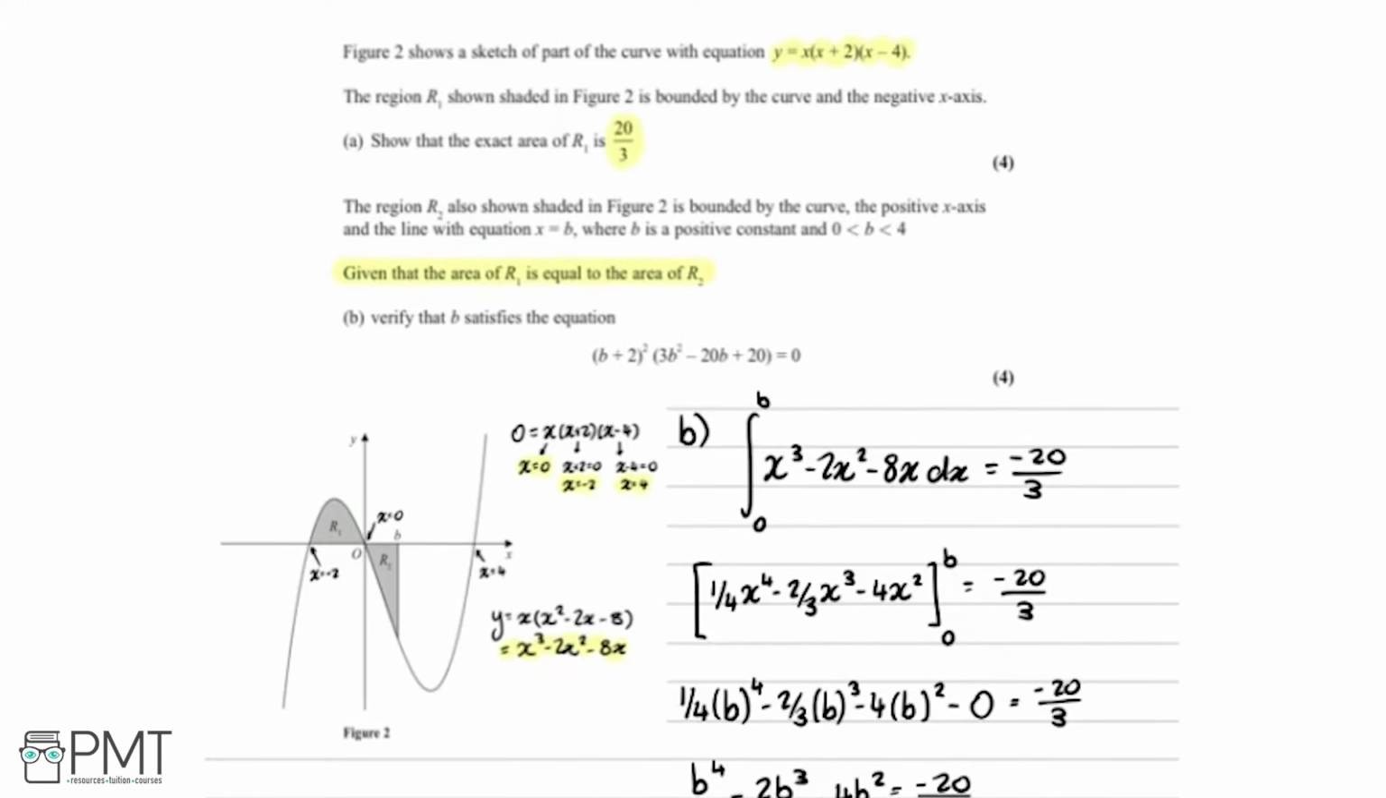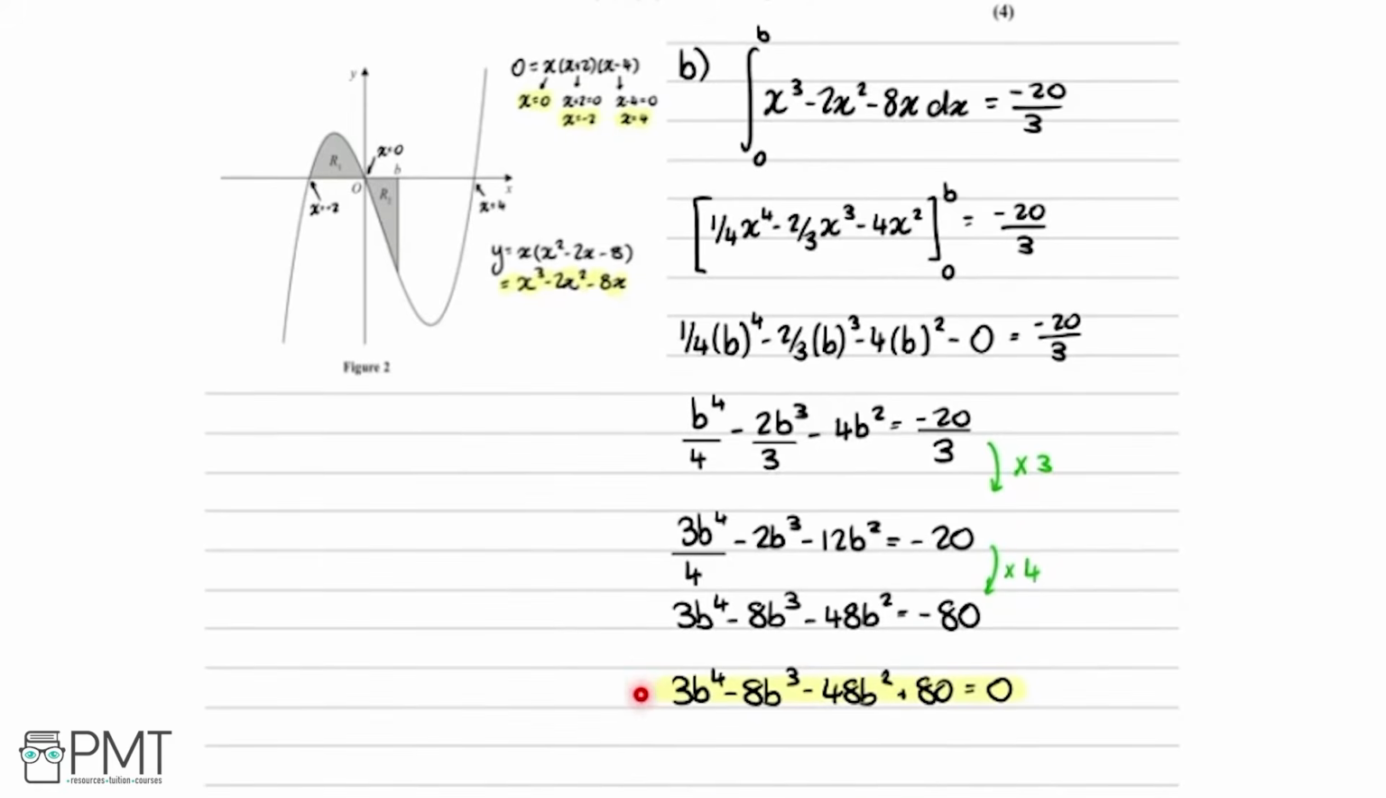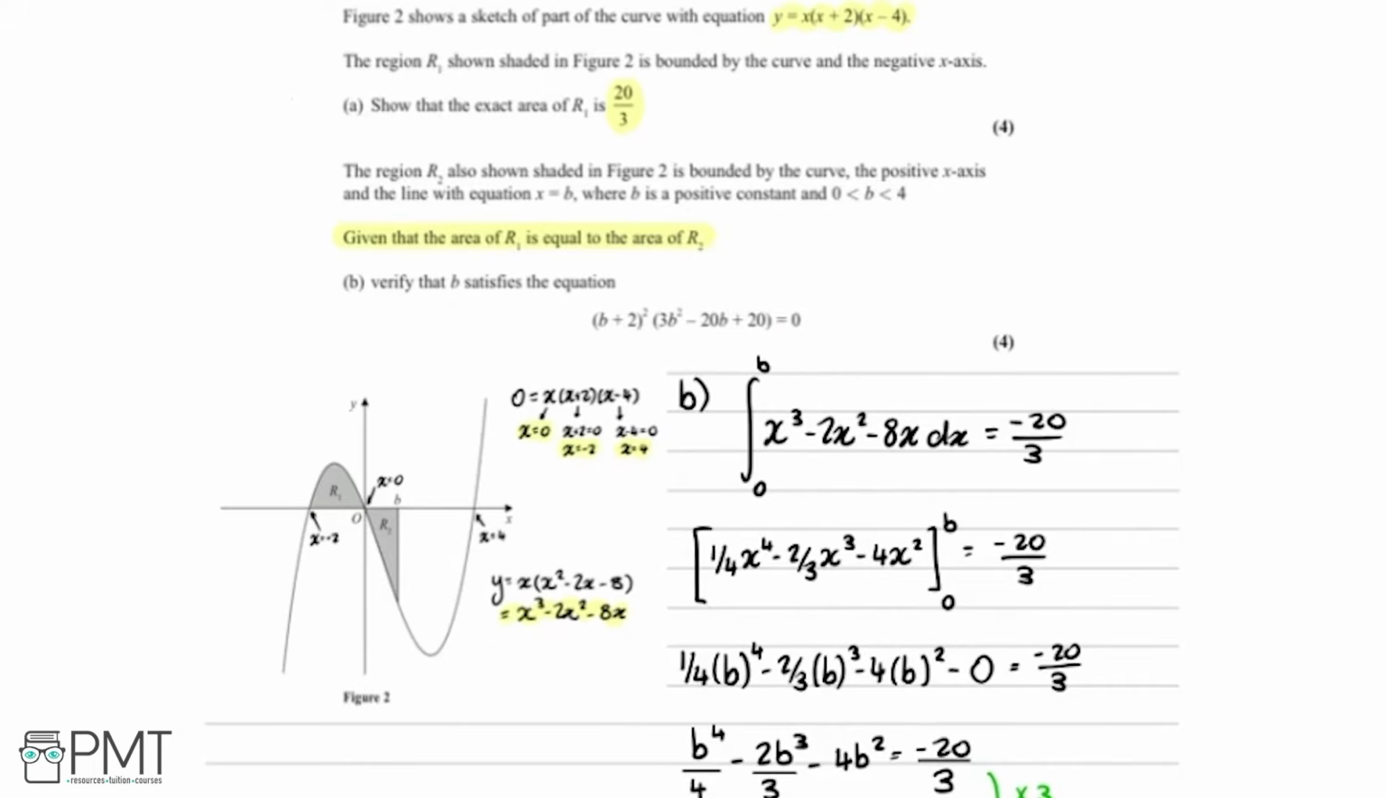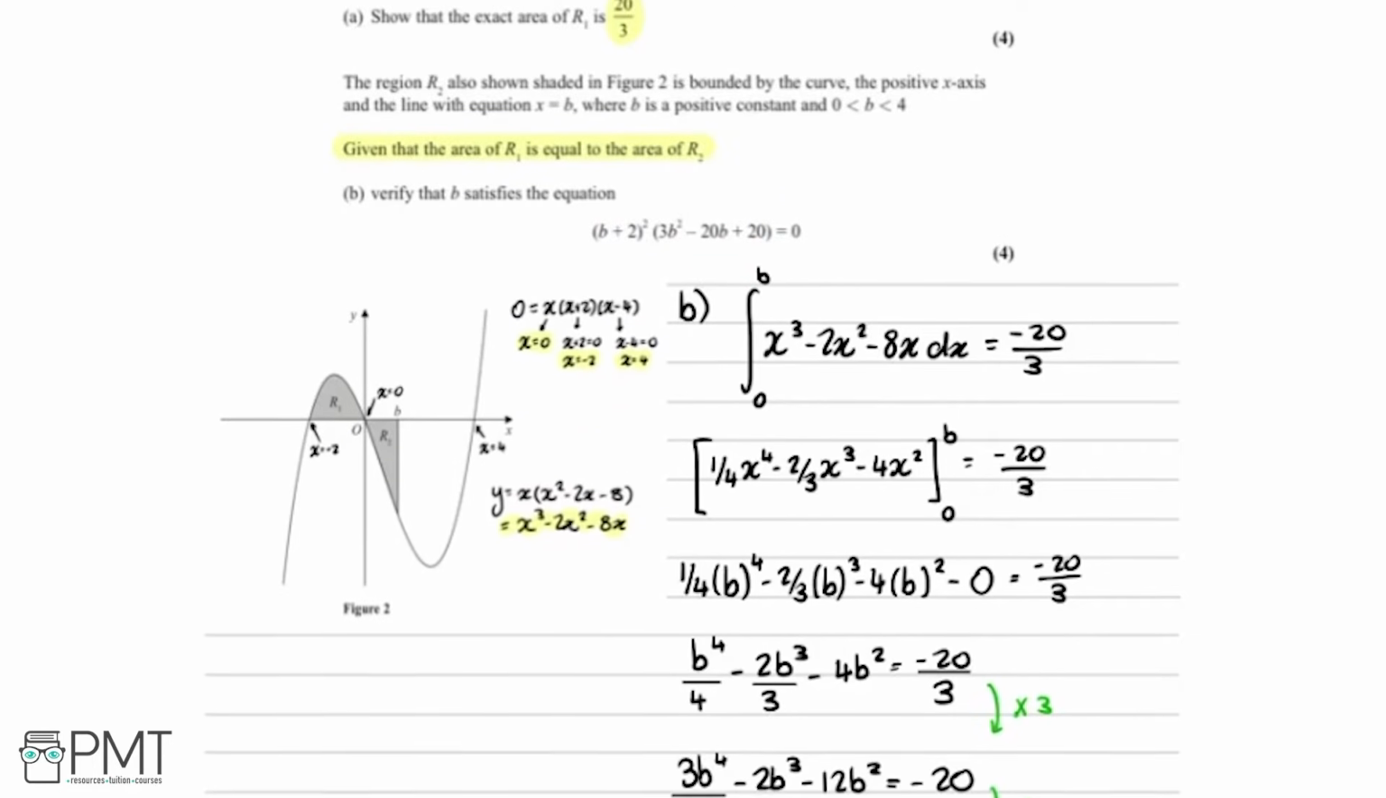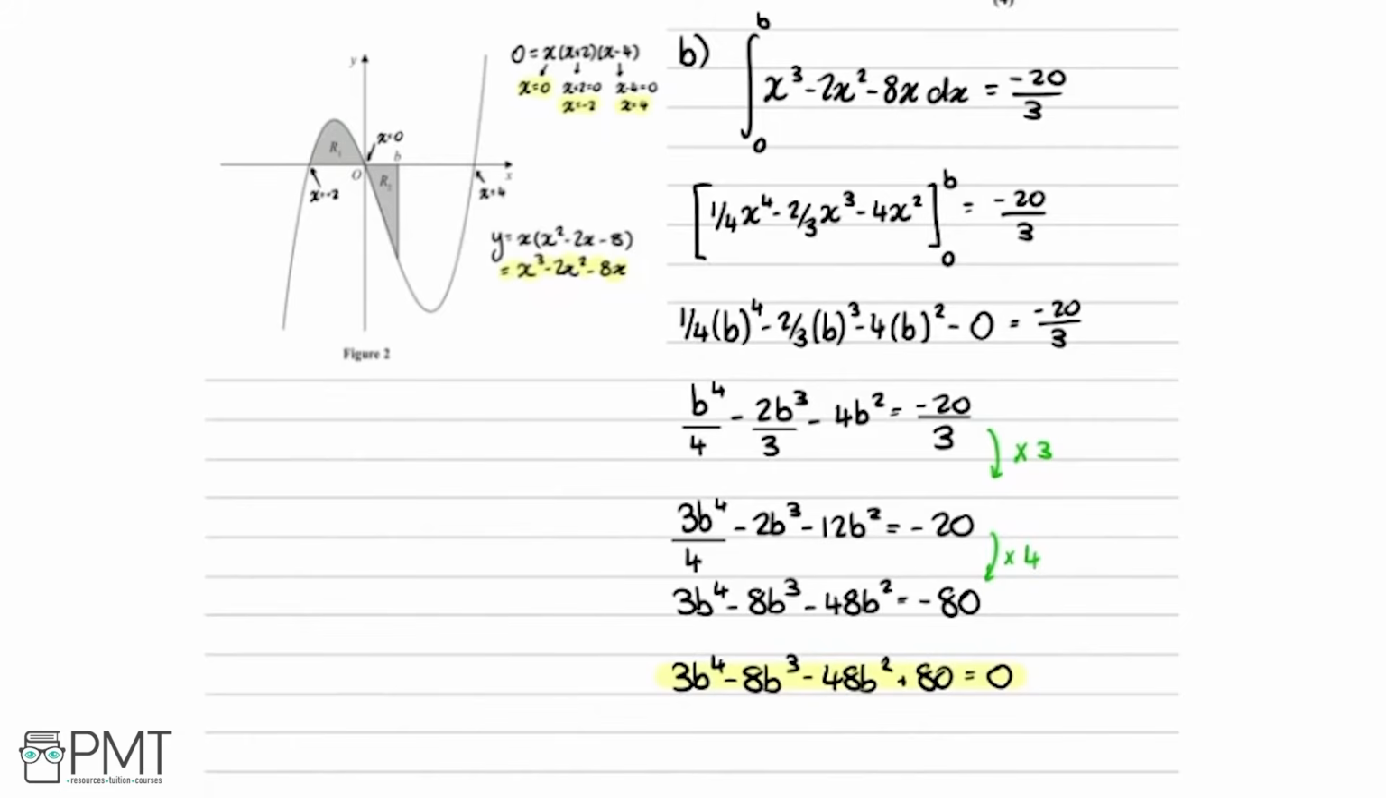Fantastic. Now looking back up at the question, it says that we need to verify that b satisfies this equation here. And now to do that, we could start working with this equation here, trying to factorize it down until we reach the form of the equation in part b. However, that looks quite difficult. So instead, what I'm going to try doing is expanding out this equation here in part b and seeing what we get. And if this matches what we've got here, then we sort of met in the middle and we verify that b satisfies the equation.